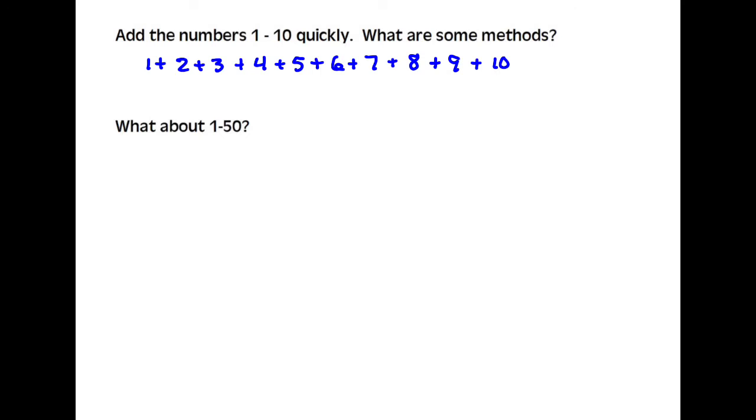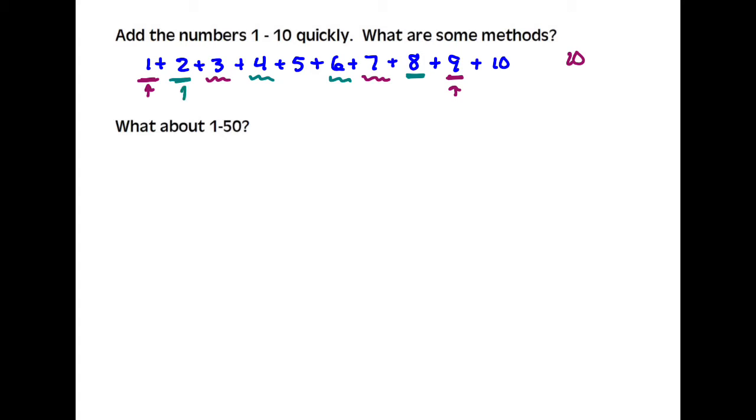Okay, so what if I were to add 1 and 9? I'd get 10, wouldn't I? What if I added 2 and 8? I'd get 10. See the pattern? 3 and 7 is also 10. 4 and 6 is 10. 5 doesn't have anything to add to it, but, okay, so we have 10 for these.